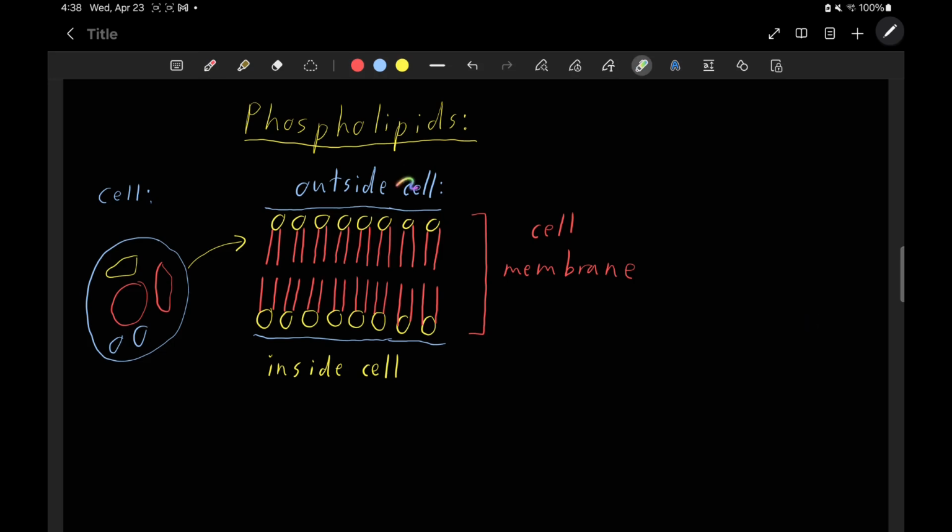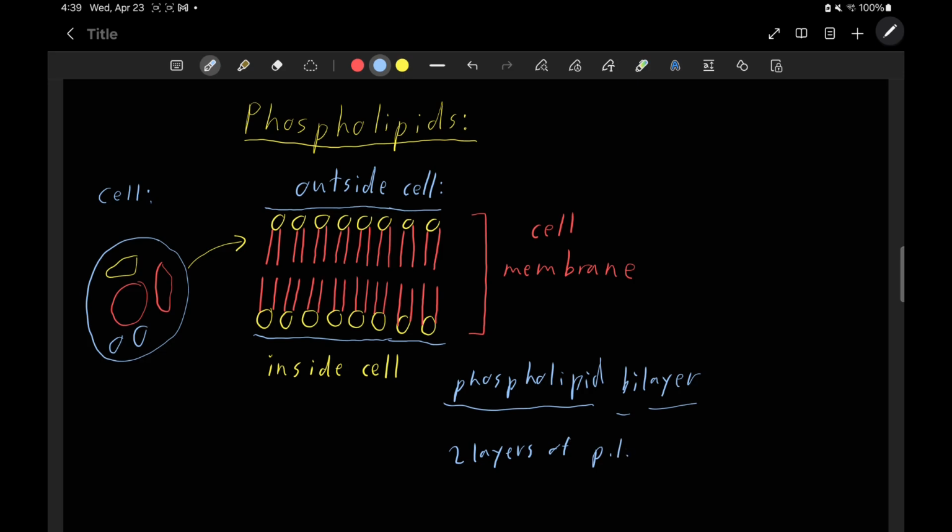It's made of these two layers of things. You have this top layer up here, and you have this bottom layer down here. Well, what are these layers? Well, actually, the cell membrane is what we call a phospholipid bilayer. Bilayer means layer of two. So there's two layers, right? Two layers of phospholipids. What are phospholipids though?